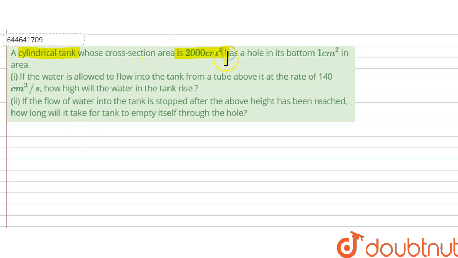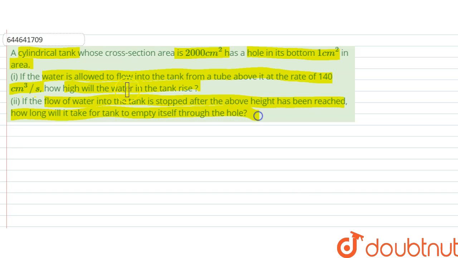Hello, we are given a question, and the question says that a cylindrical tank whose cross-section area is 200 centimeters square has a hole in its bottom 1 centimeter square in area. If the water is allowed to flow into the tank from a tube above it at the rate of 140 centimeter cube per second, how will the water in the tank rise? If the flow of the water into the tank is stopped after the above height has been reached, how long will it take for the tank to empty itself through the hole?